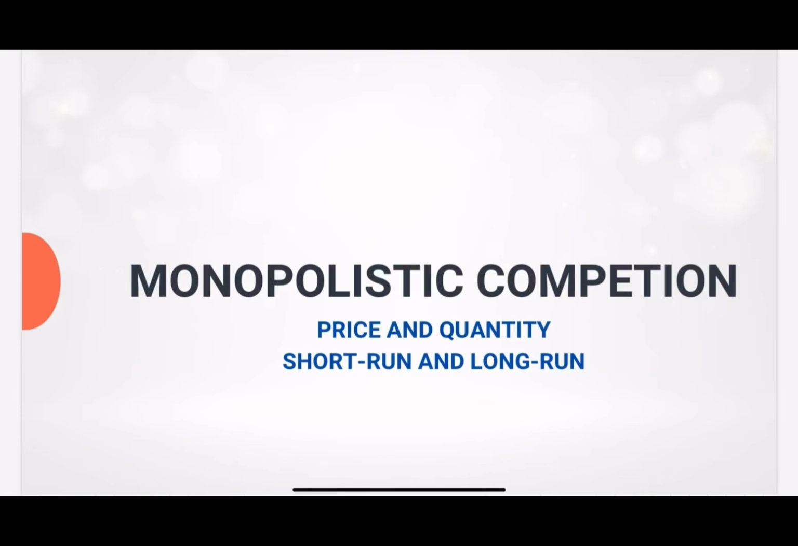In perfect competition, there are many firms and many consumers all selling the identical good. But monopolistic competition is slightly different. We have many consumers and many producers, but the goods they're selling are slightly different. They're not homogeneous. One example of this could be tennis shoes.